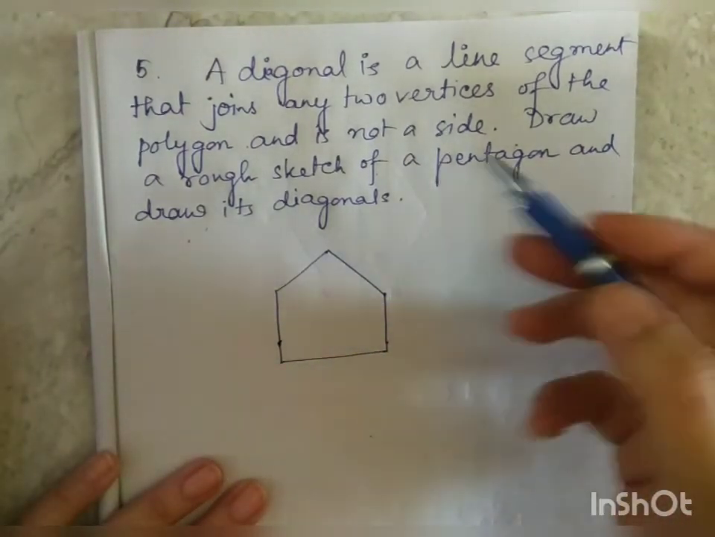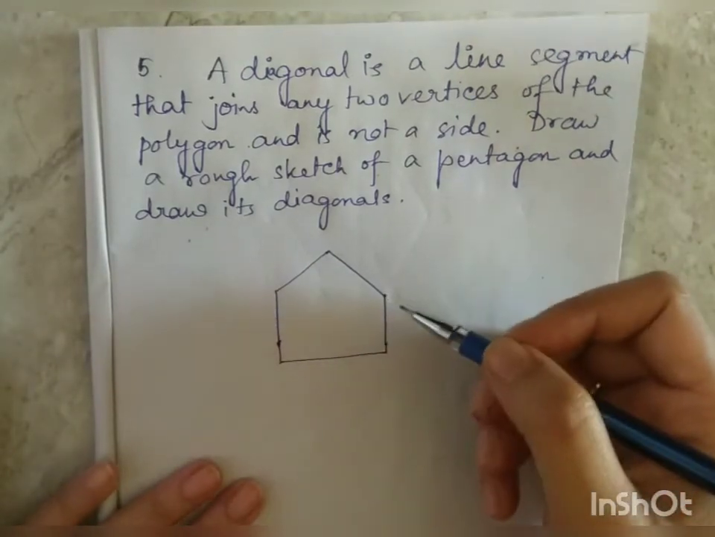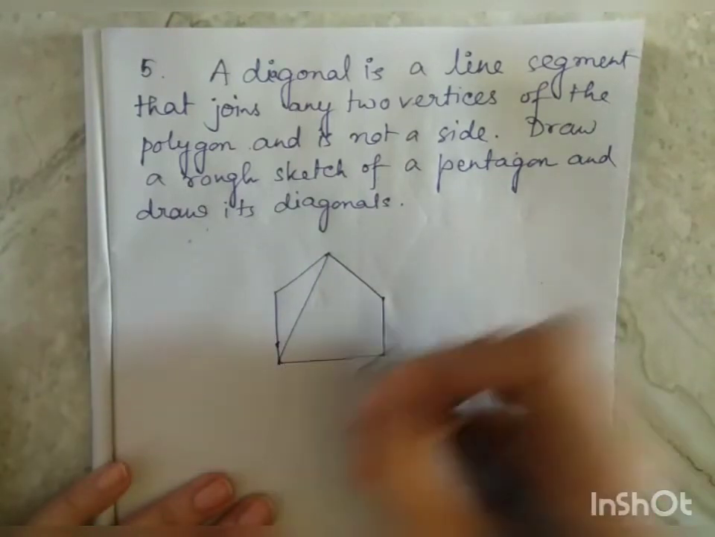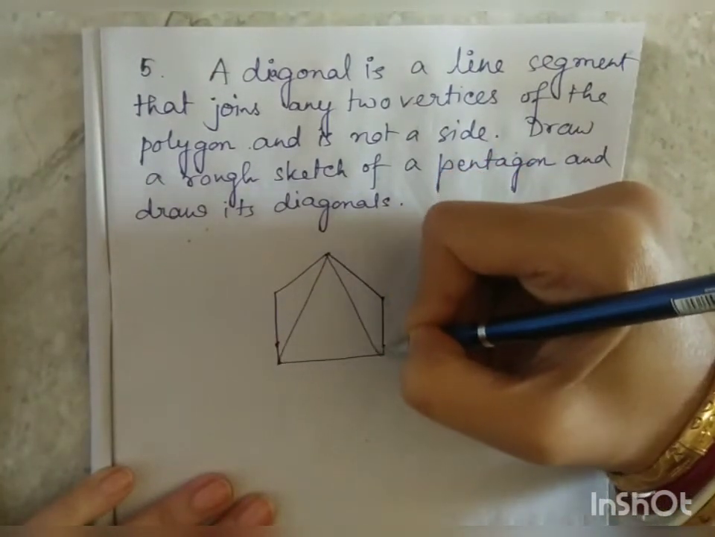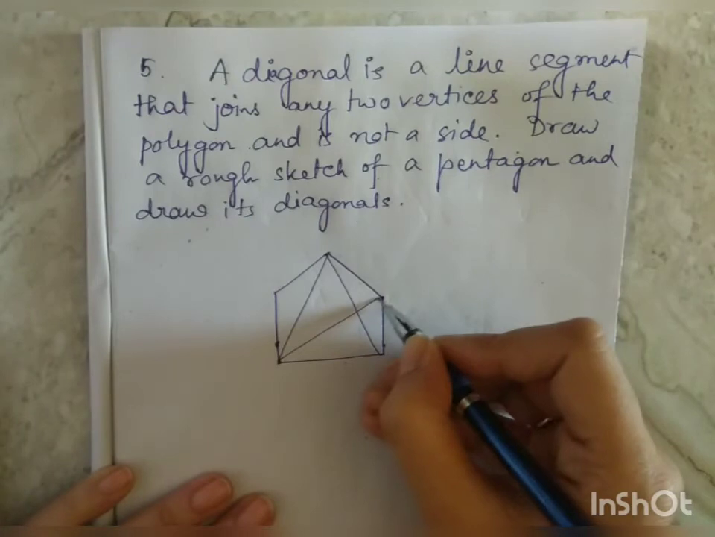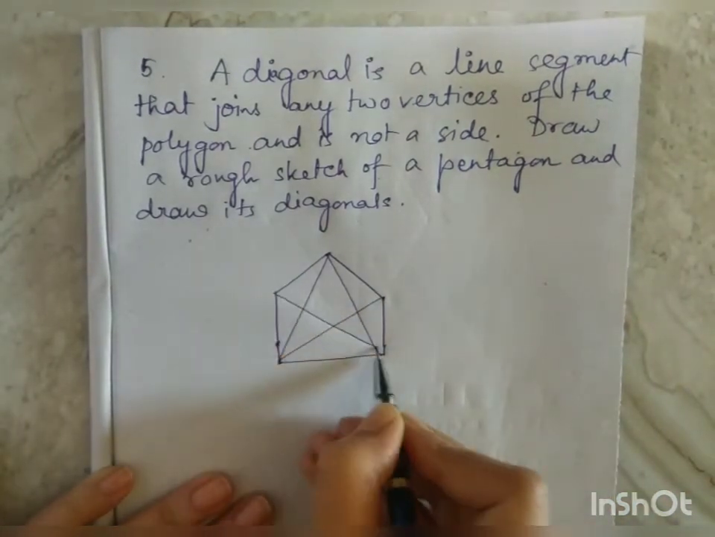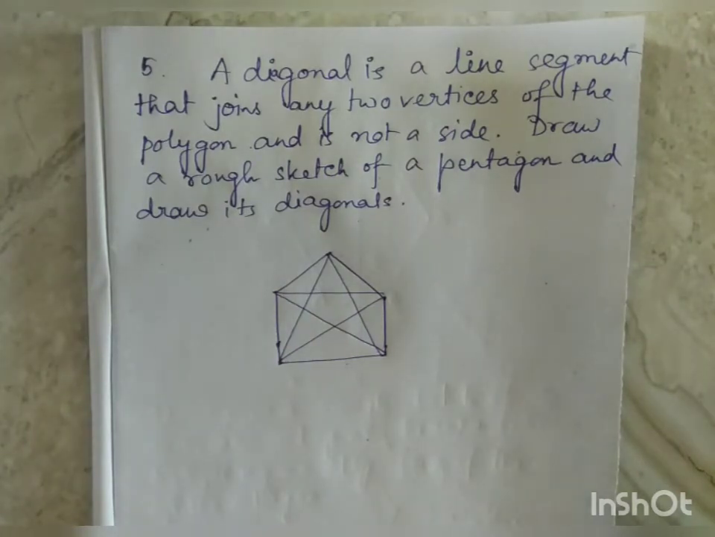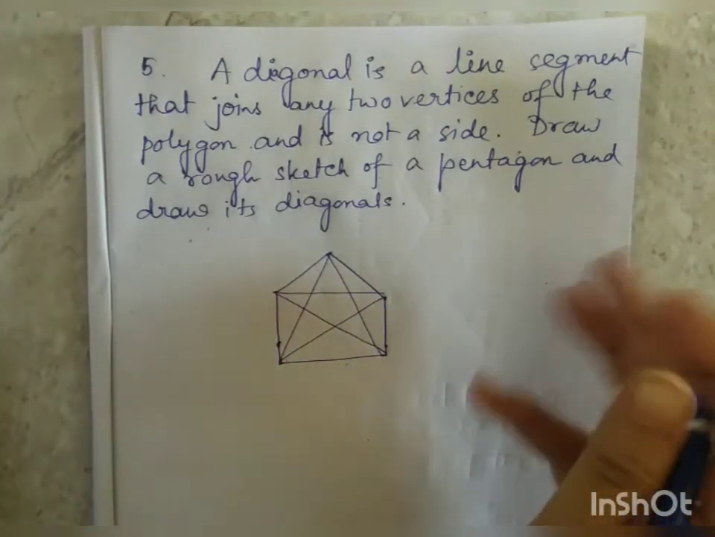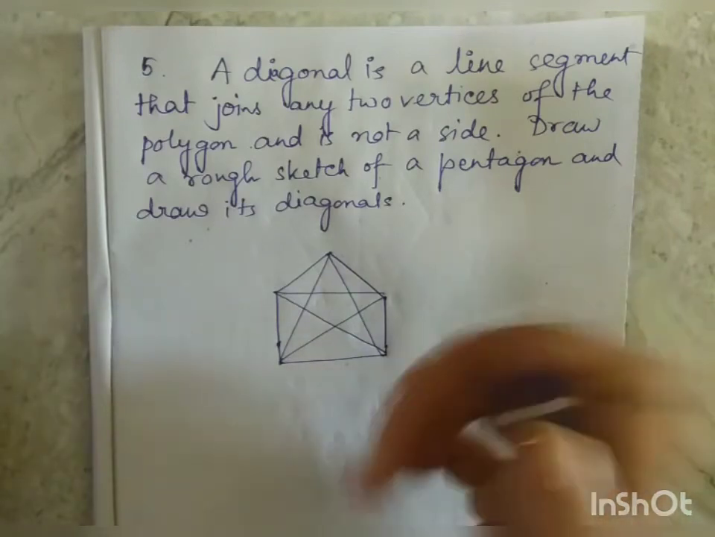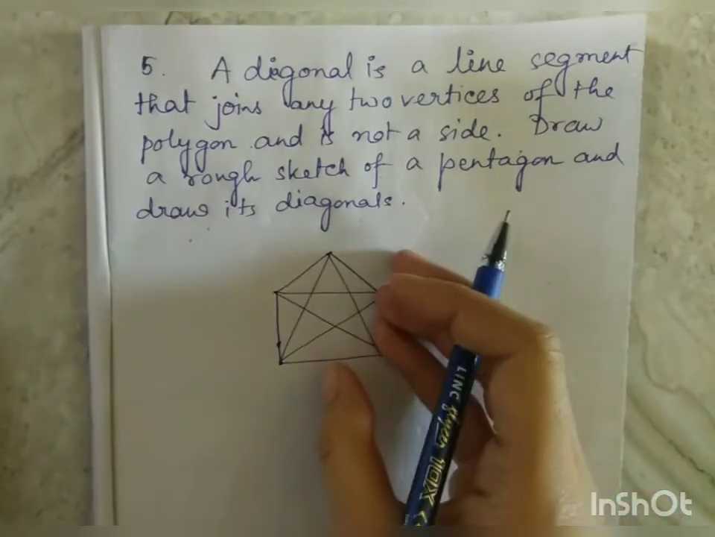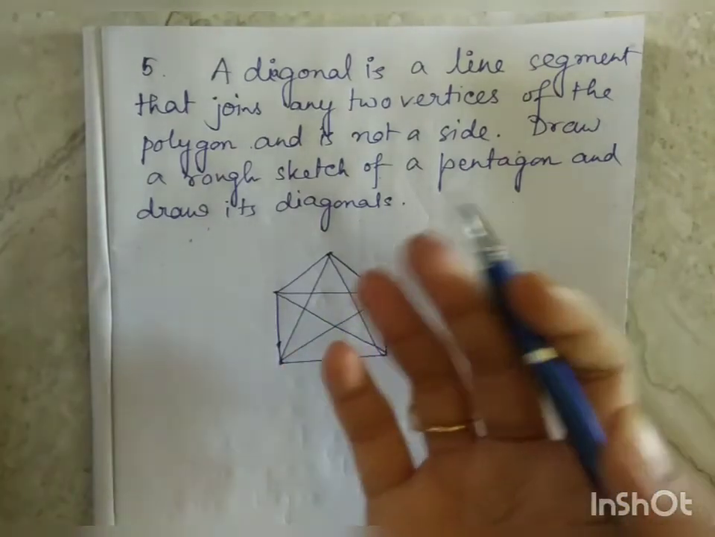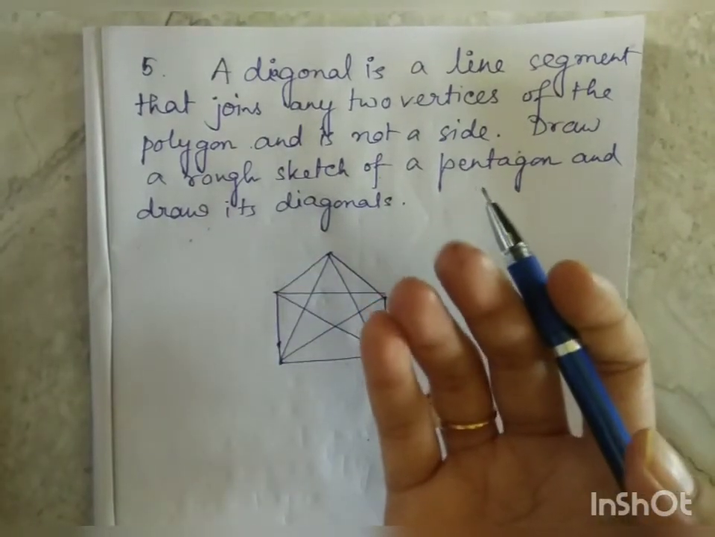Now we will join any of its 2 vertices. Let's join it from here, then from here, then from here, then from here, after that from here. Is there any vertices left? Obviously not, because if we are confused by joining the vertices of the pentagon or hexagon, anything, we are unable to understand how many diagonals can be made.